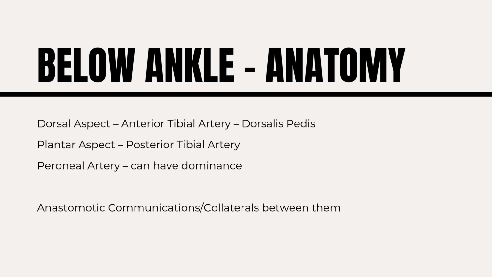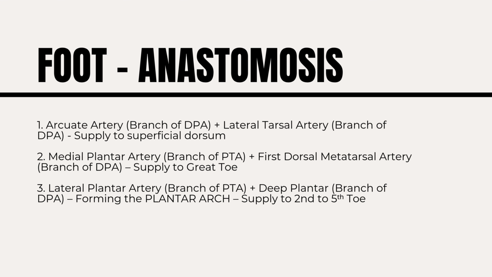or the plantar aspect. Now, anastomotic communications or collaterals exist between the plantar and the dorsal supply, and three main anastomotic collateral channels exist. When it comes to these three anastomotic channels, basically the first one is the anastomosis between the arcuate artery, which is a branch of the dorsalis pedis artery, which forms a collateral network with the lateral tarsal artery, again a branch of the DPA itself, and this supplies the dorsal aspect of the foot.